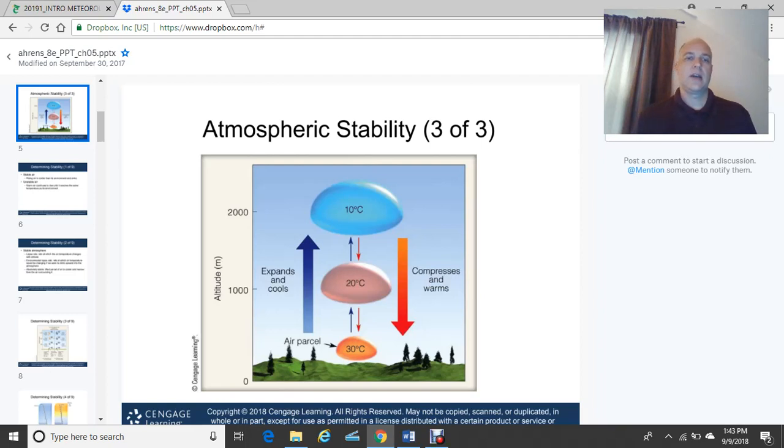So in order to determine whether that parcel will continue to rise or want to sink, I have to know the temperature of the air parcel as compared to the surrounding environmental air. If the air parcel is warmer than the surrounding environmental air, that parcel will continue to rise because it's less dense or lighter than the surrounding environmental air. If the air parcel, on the other hand, is colder than the surrounding environmental air, that air parcel is going to want to sink. Okay?